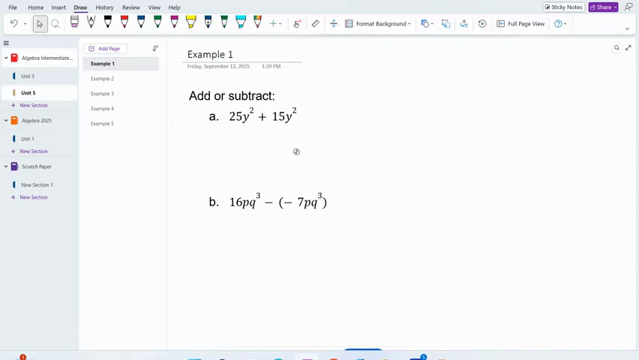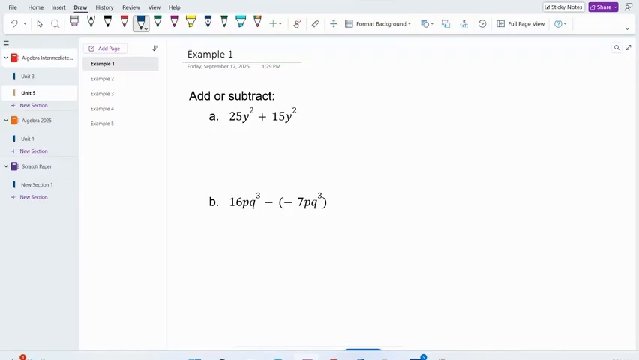All right, guys, in this video, we're going to be adding and subtracting polynomials. To do this, we're looking for like terms. Like terms need to have the same variables in order to be combined. So we're going to start off nice and easy.